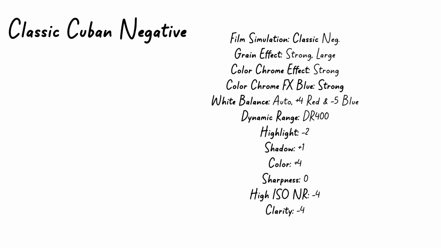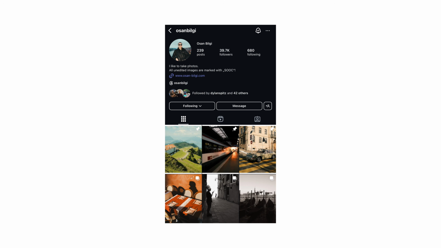Third one here is Classic Cuban Negative. This is the only one that is not from the Fuji X Weekly website. I forget the name. Let me find the name of the photographer because I want to give him credit. Osan Bilgi, maybe? I think that is the one who made this recipe, but it's called Classic Cuban Negative. Put the information right here. Probably said his name wrong, my bad.